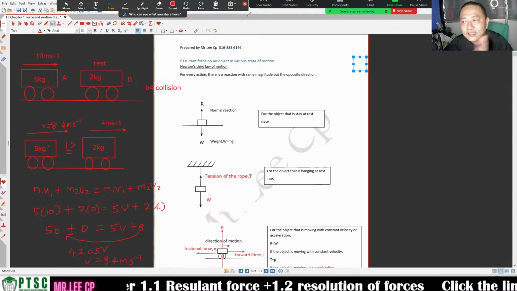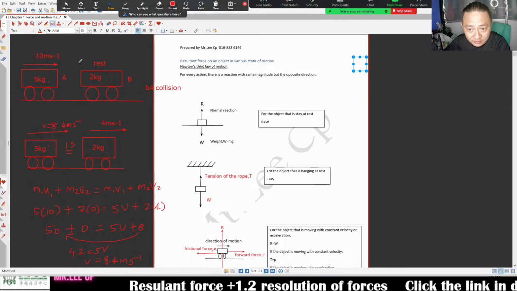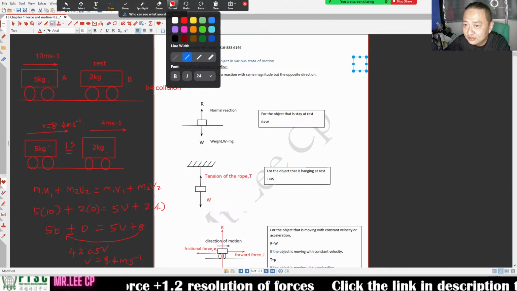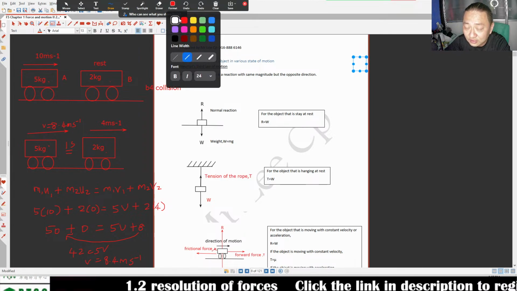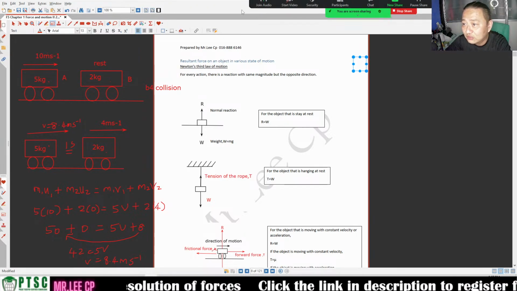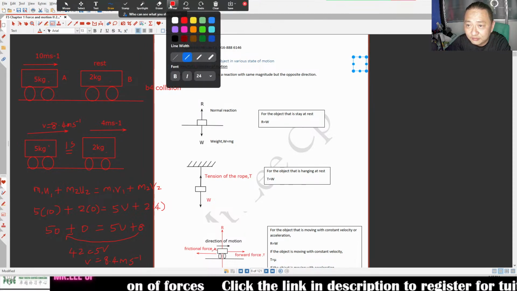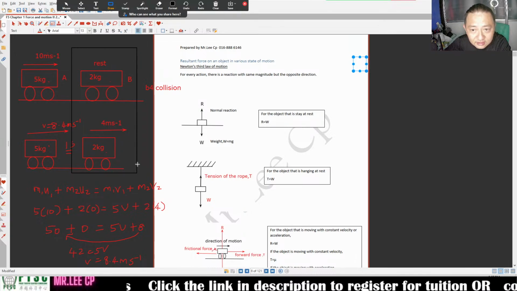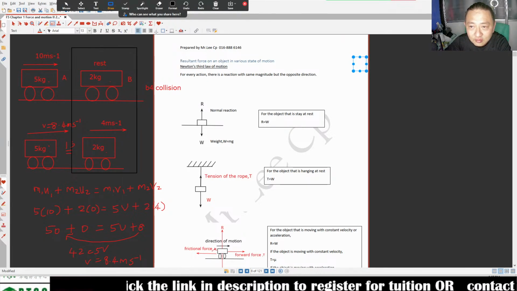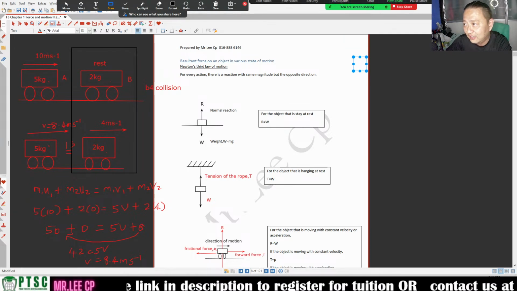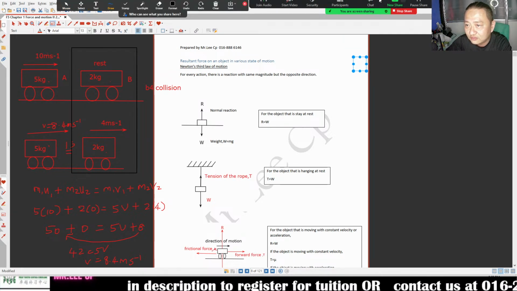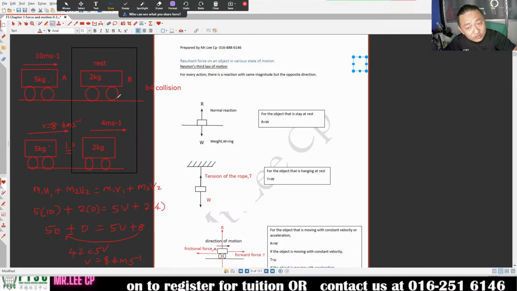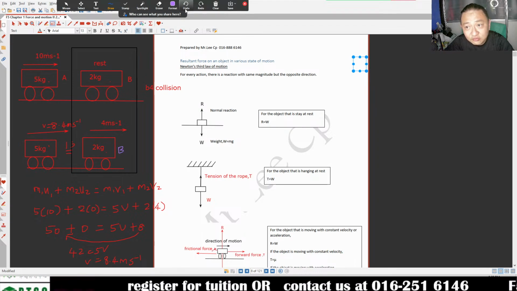Now, from what we have learned, here we have an impulsive force. Impulse and impulsive force will be the same. Here, for trolley A, what is the impulse? What is the impulsive force? My question is, what is the impulsive force for trolley B?